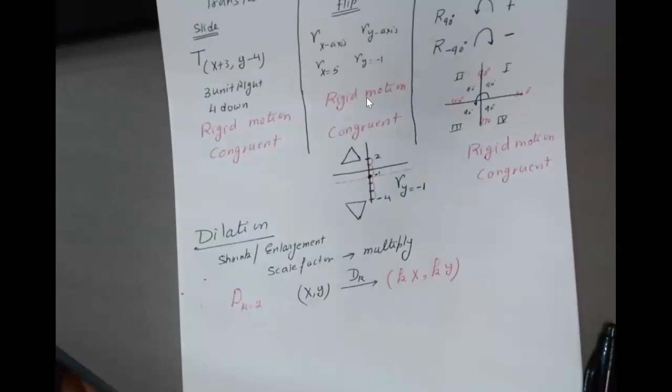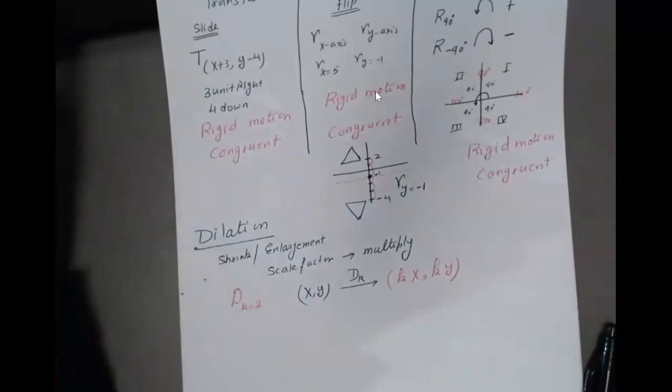You will get a big or small picture. It depends on the scale factor. If the scale factor is greater than 1, you get the enlargement. If it's less than 1, you get the shrink.